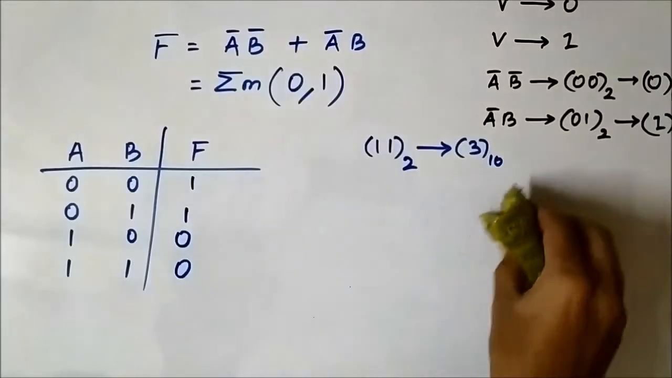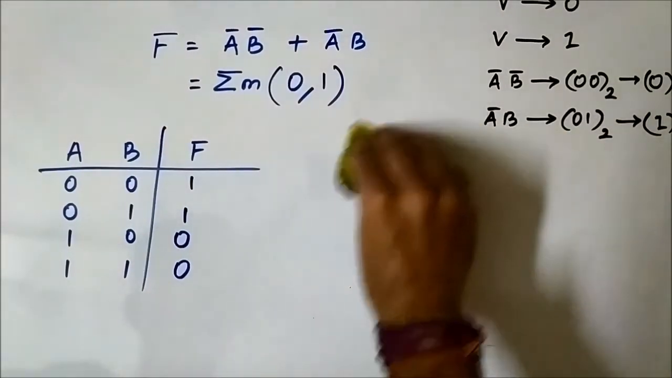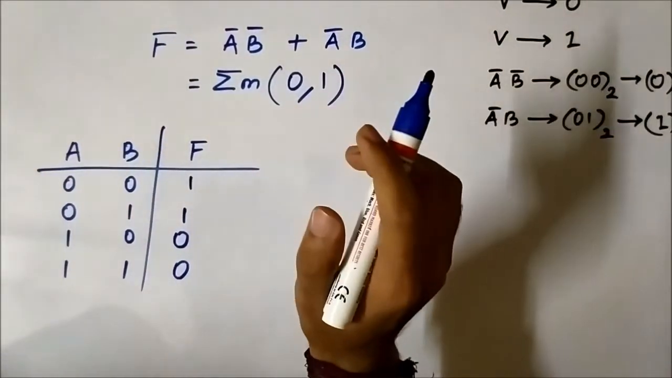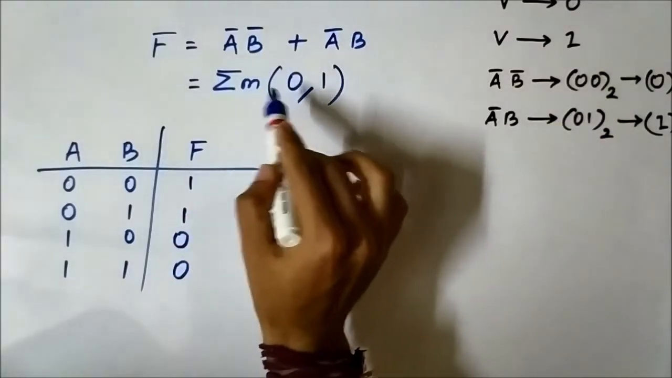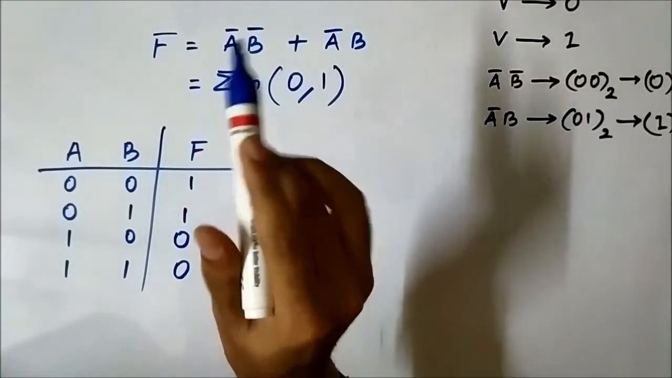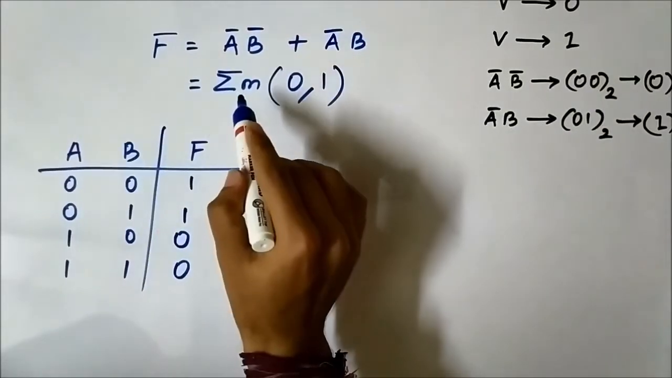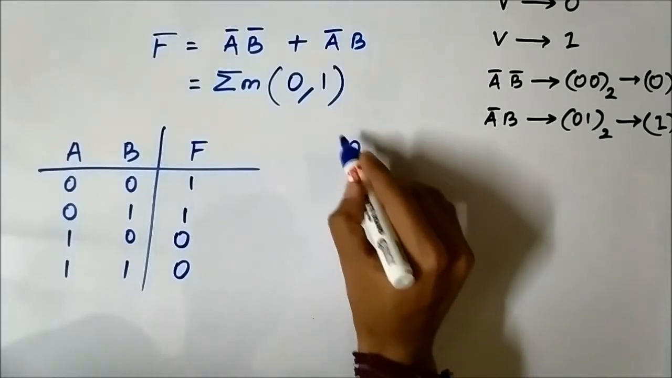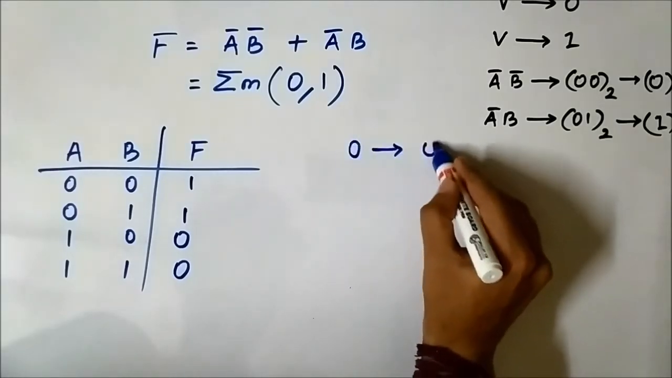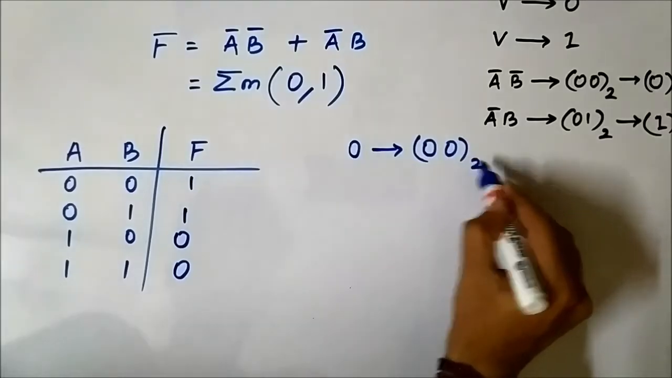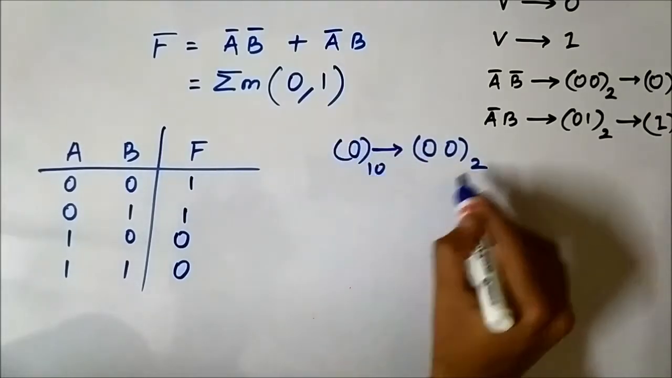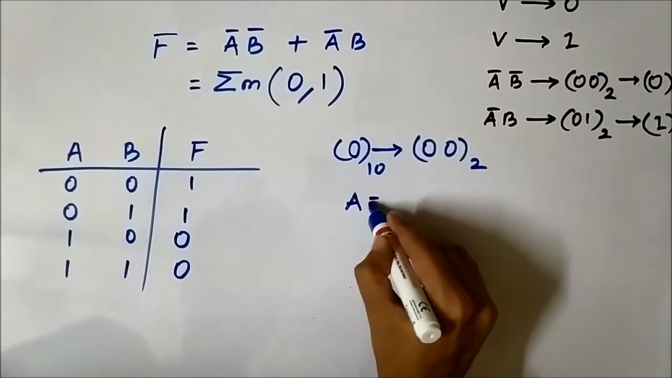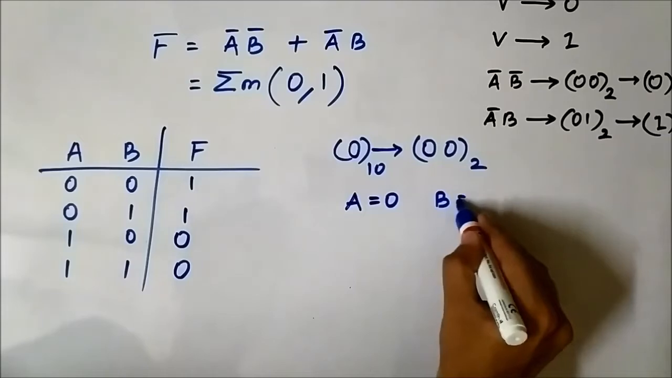We see that there is a pattern emerging here. Now for all of those input combinations that are present in this min term, that is 0, which represents 0 0 binary, and this is the decimal value. What does it mean? It means the input combination A is equal to 0, B equals to 0.